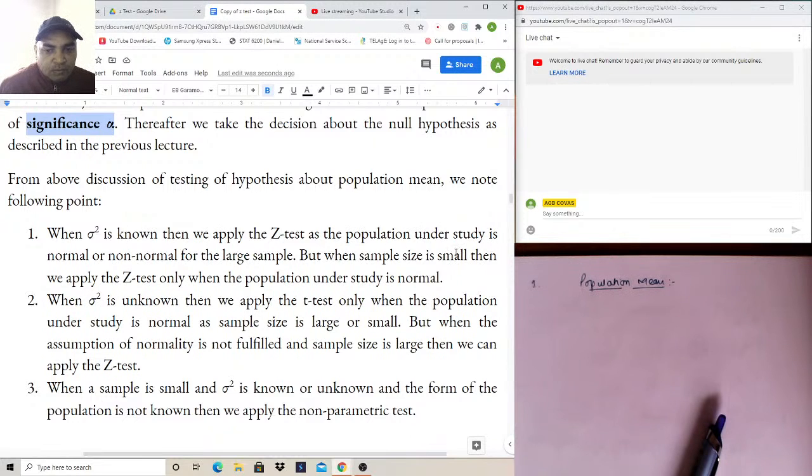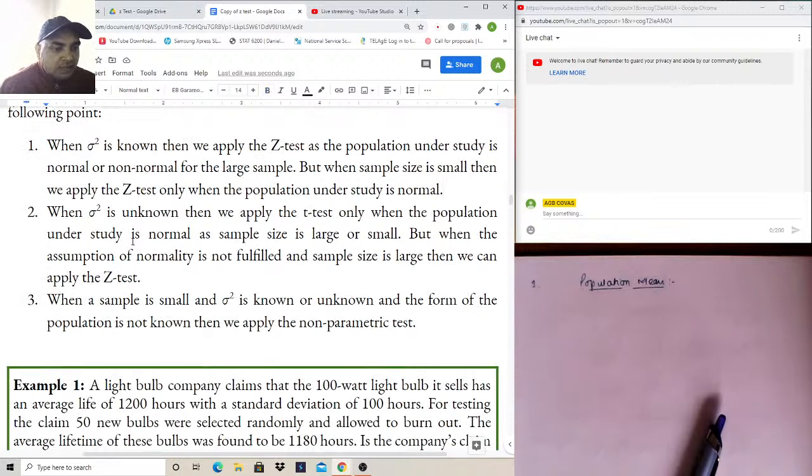the Z test as the population under study is normal, whether it is normal or non-normal for a large sample. But when the sample size is small, then we apply the Z test only when the population under study is normal. Then when variance is unknown, we apply the T test only when the population under study is normal, whether the sample size is large or small.